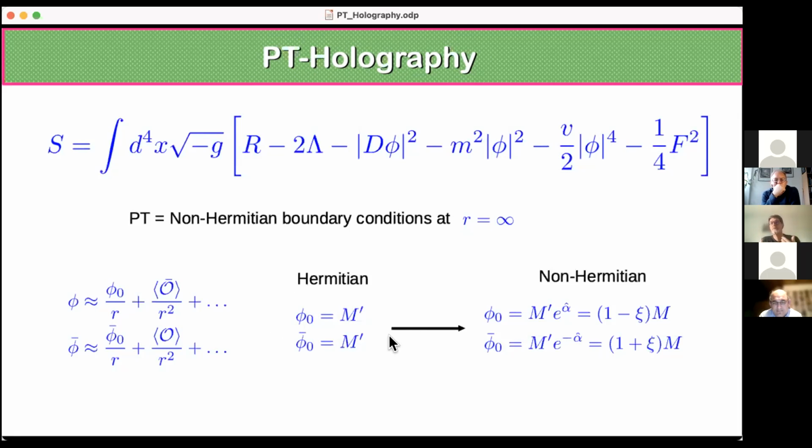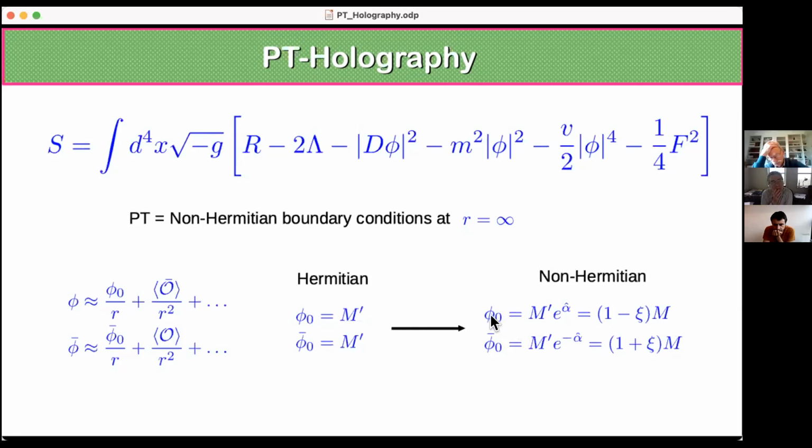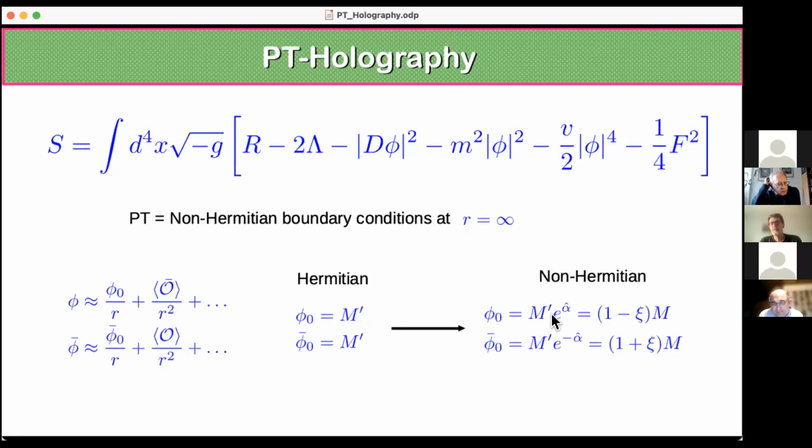However, I know for going to the non-Hermitian theory, to this PT theory, I have to do an analytic continuation of this symmetry transformation. And so now I'm doing something which from the gravity perspective, you know, sounds totally crazy. I take the boundary value for the complex field phi and demand that it's m prime times e to the alpha.